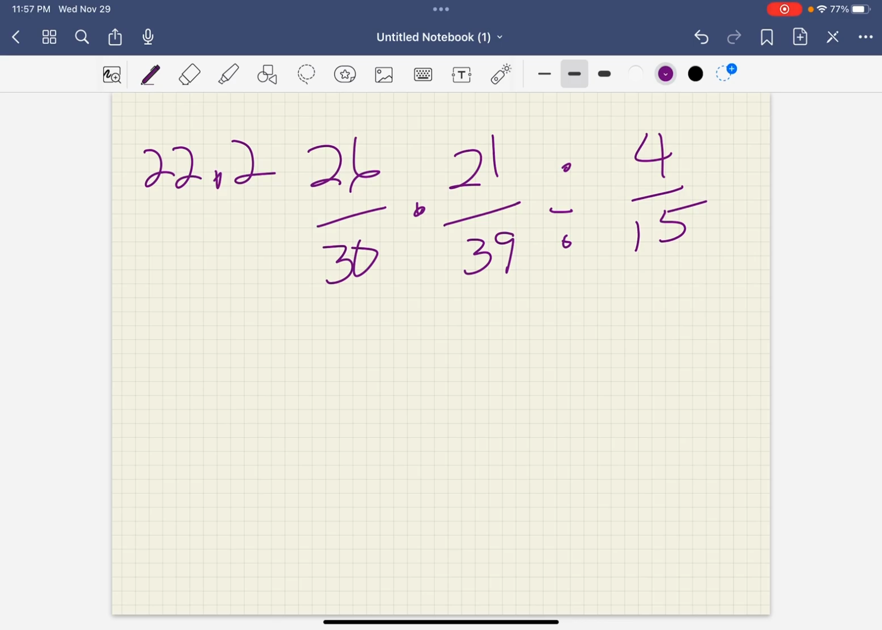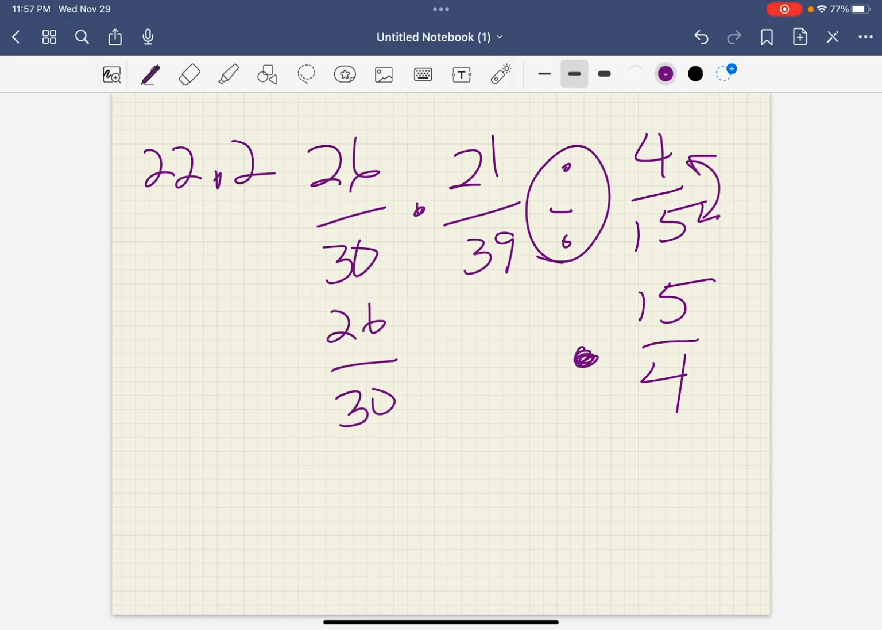So remember, we don't divide by fractions. We change this to times and we multiply this by the reciprocal, and the reciprocal you just put it upside down. So I'm just going to copy these the same because now they're all multiplied. So now we can cross cancel just like we did in the last one. So you can look at that and see what you think.